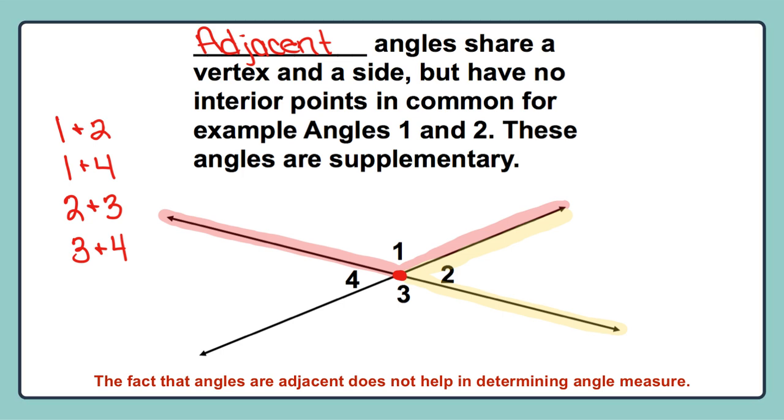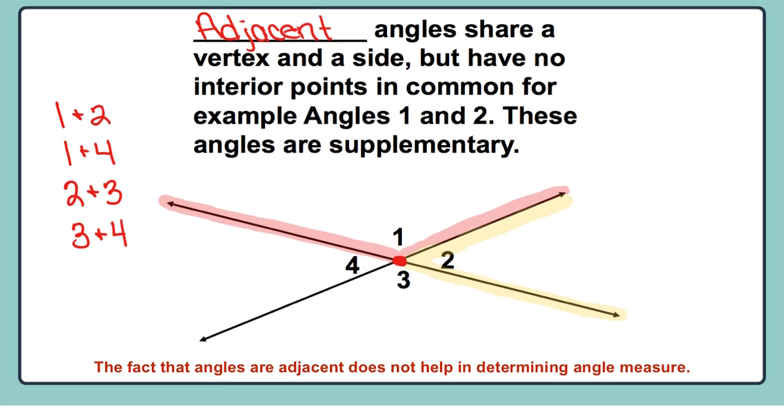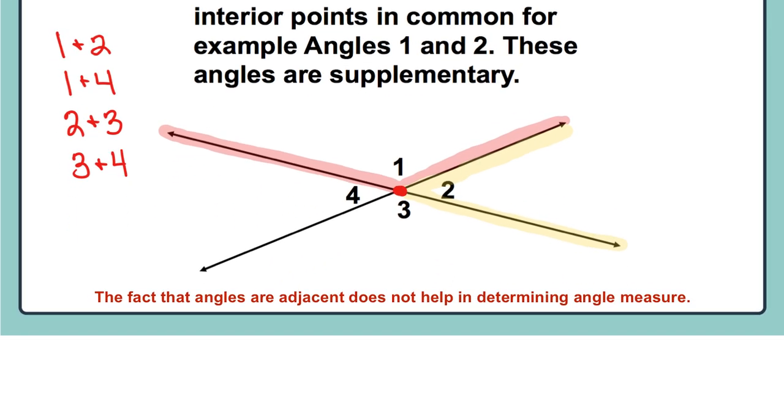Now, there's something on the bottom of the screen. I'm going to lift it up so the back can see it. The fact that they are adjacent does not help in angle measure. I'm going to leave it there for just a minute. The fact that they're adjacent is just telling us their location to each other, but it does not help me in terms of their size. That's just the fun fact of it.